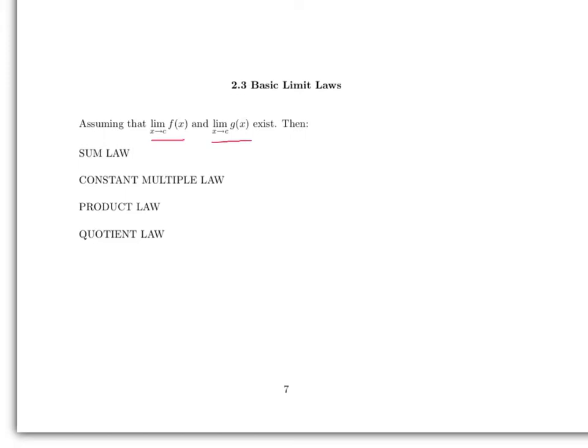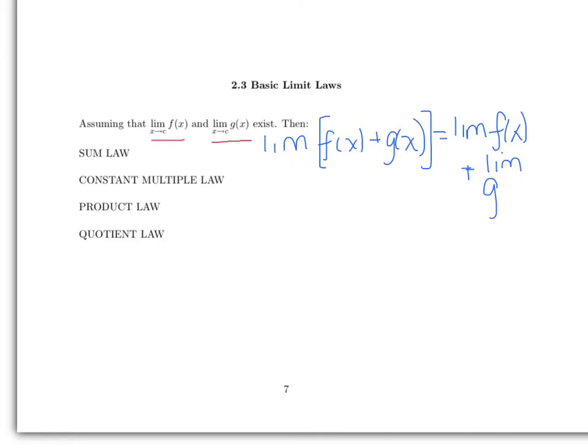So the first one is the sum law, and it says assuming the limits exist, the limit of f of x plus g of x, that function there, you can find its limit by just taking the limit of f of x plus the limit of g of x. So you can kind of split it into two limits to find the limit for those guys. So this is as x approaches c, of course. Here is also as x approaches c, and this is also x approaches c. So you can split it into two limits for that one.